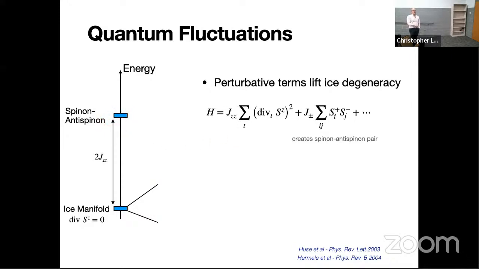Now, to lift that degeneracy, you need to do something off diagonal. You can do many things. The simplest thing you can do, which is consistent with time reversal and various other symmetries, is write a term over nearest neighbors, which does this S plus S minus. Other terms are allowed. This is the simplest to think about. Okay, but this term creates a spinon, anti-spinon pair.